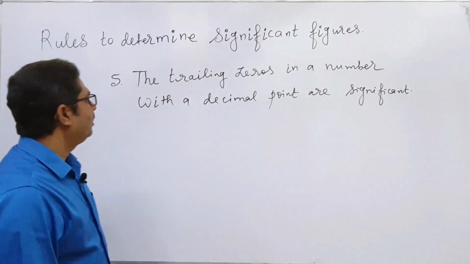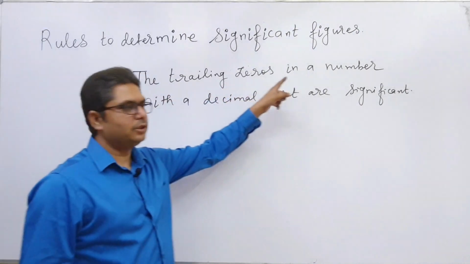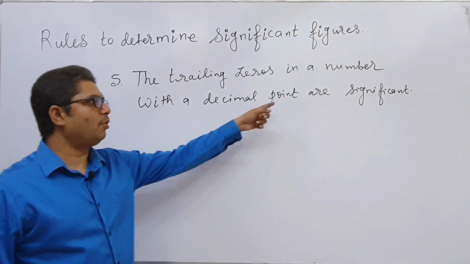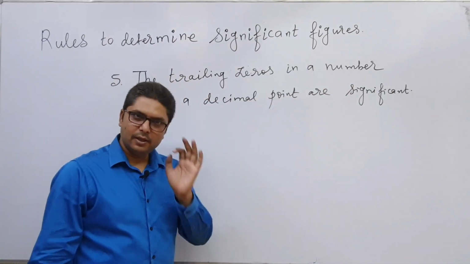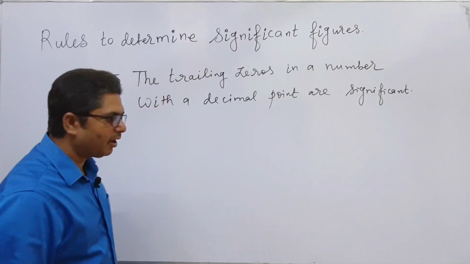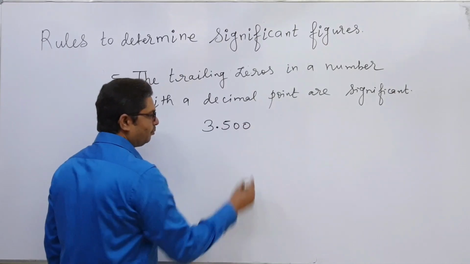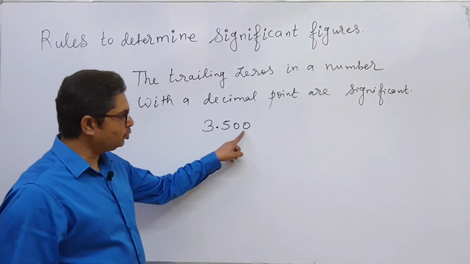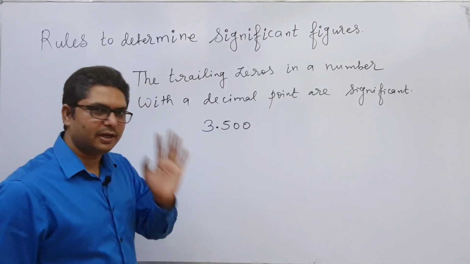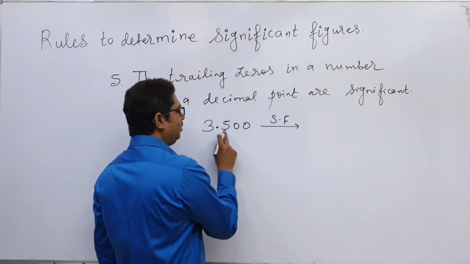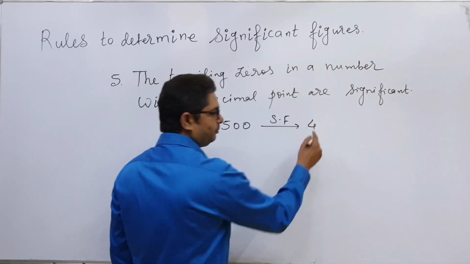Fifth point. The trailing zeros in a number with a decimal point are significant. This means that if you have a number 3.500, then these two zeros are significant. So we will write significant figure is 1, 2, 3, 4.